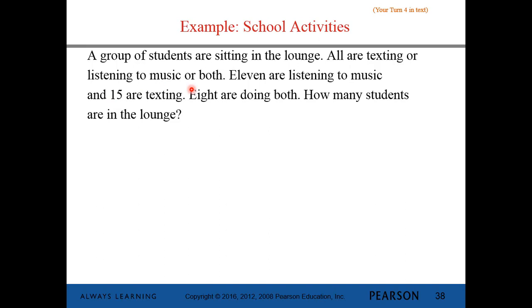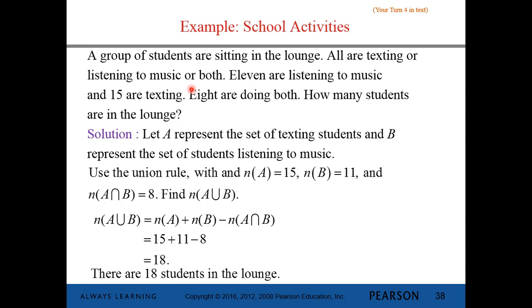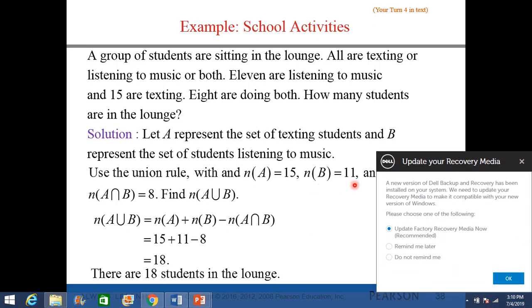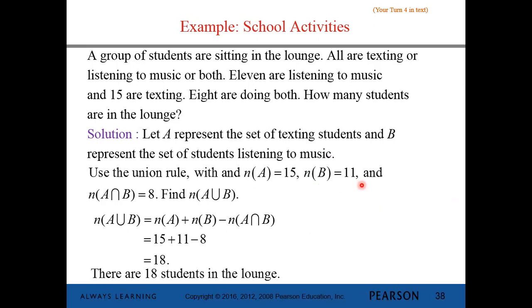Add the numbers in each and subtract off the intersection. So we let A represent the set of texting students, let B represent the set of students listening to music, and then of course we're going to use the union rule. So the number in A is 15, the number in B is 11, and the number in both is 8.